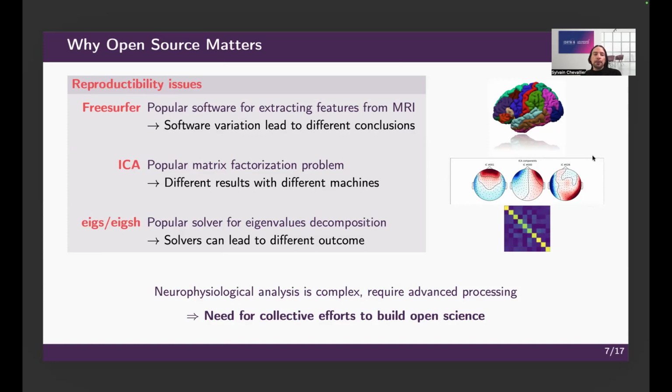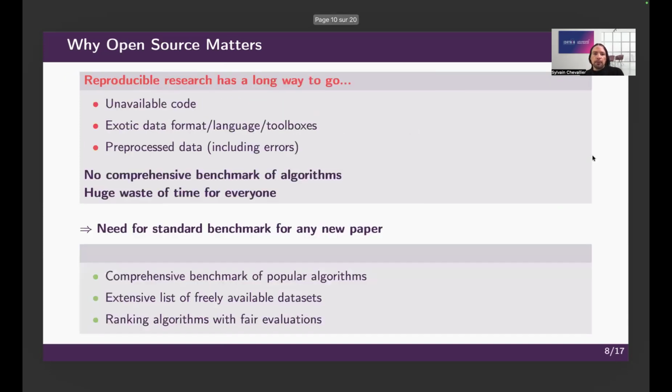So it requires lots of people to write software, but even more to verify and validate software. And neuroscience is a very complex, very pluridisciplinary science, and that relies on very advanced pre-processing. So we need collective effort to build open science. So that's very important.